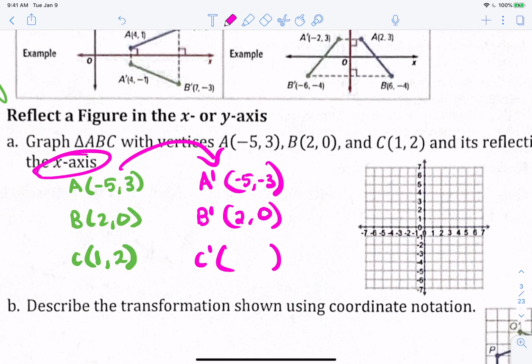And then 1, 2 becomes what? 1, -2. Let's plot them, starting with the beginning ones, -5, 3.